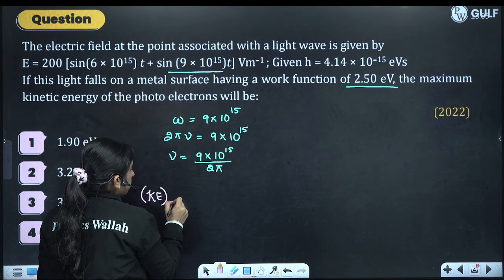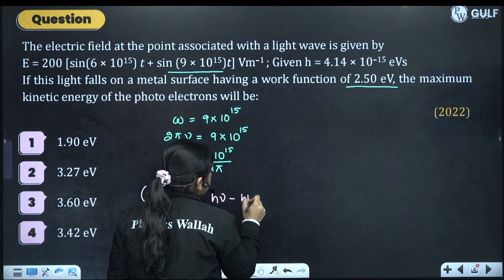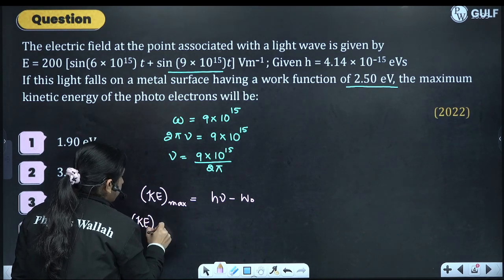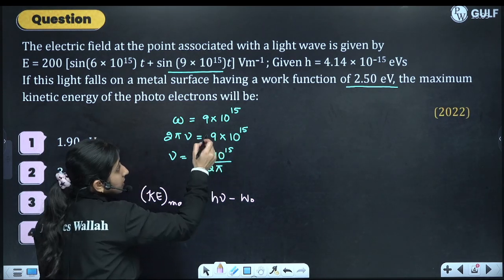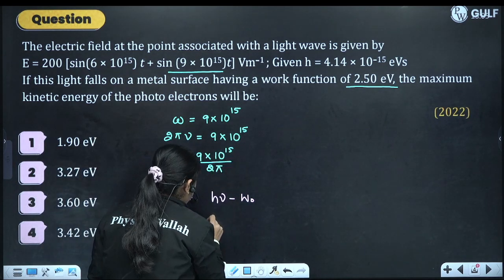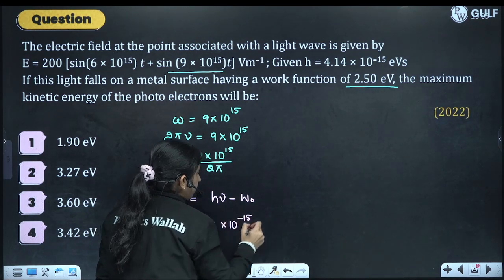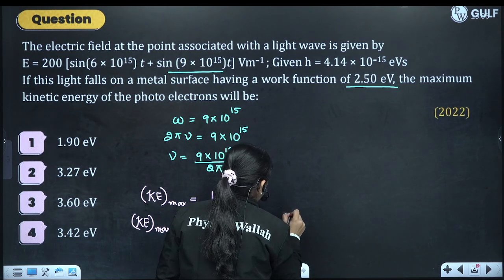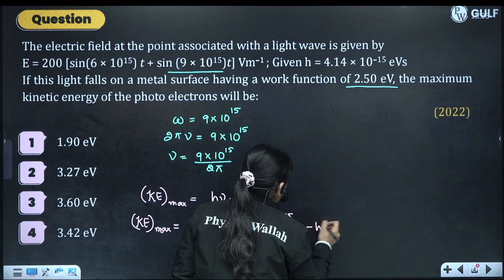Okay, we have to calculate KE maximum. KE maximum is h nu minus work function. So from here, kinetic energy maximum is equal to h. What is h? We are given it in electron volts only. 4.14 into 10 raised to the power minus 15 into 9 into 10 raised to the power 15 divided by 2 pi, minus W naught.